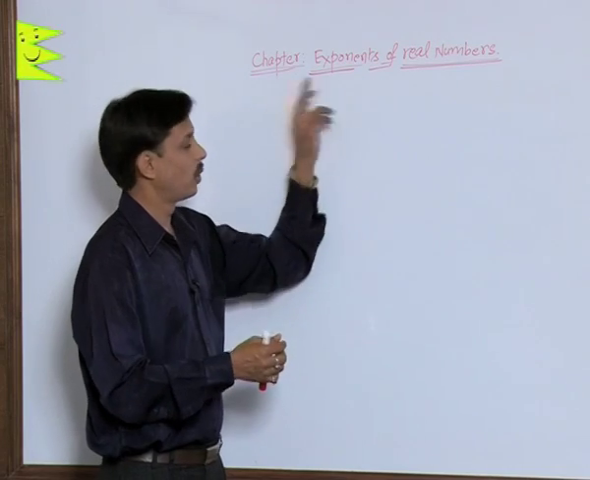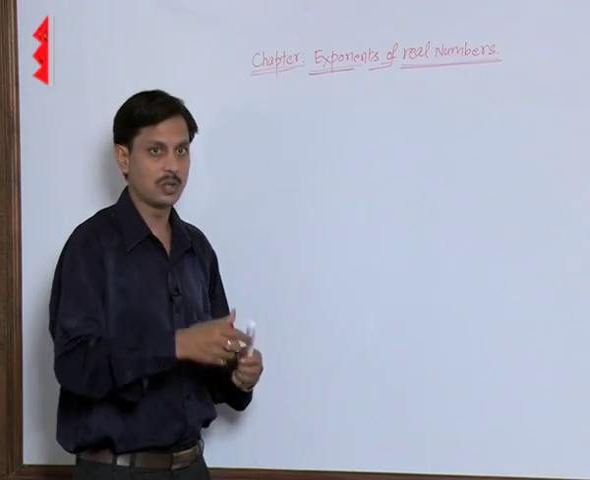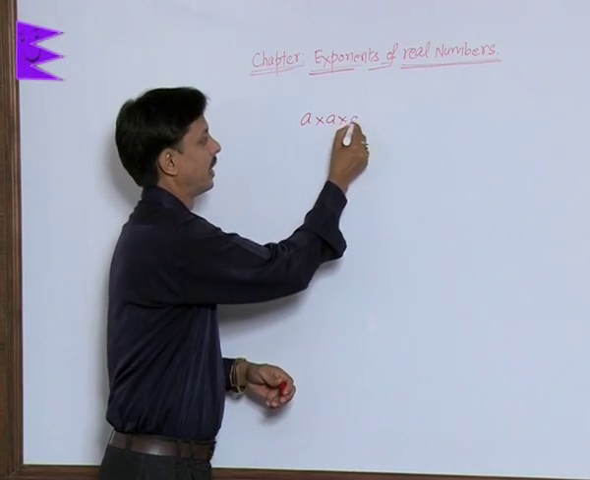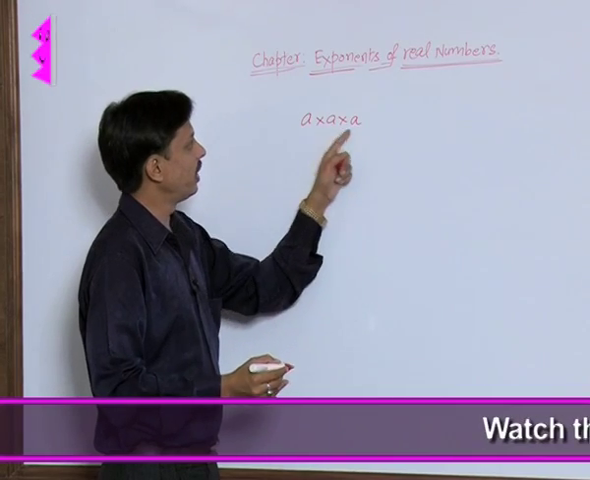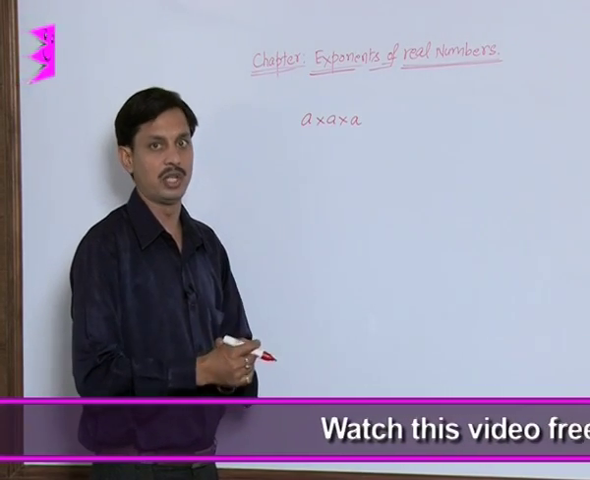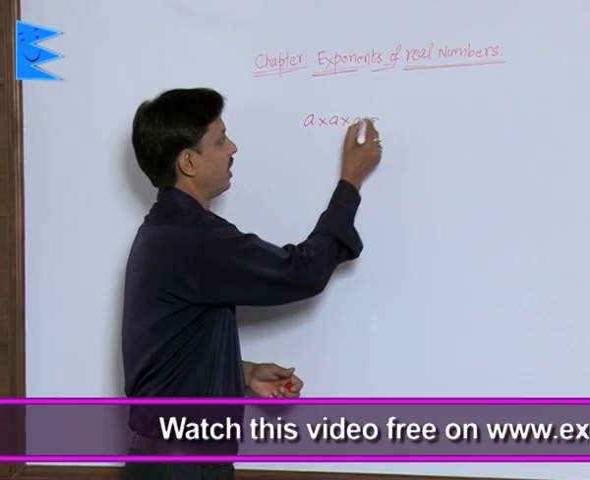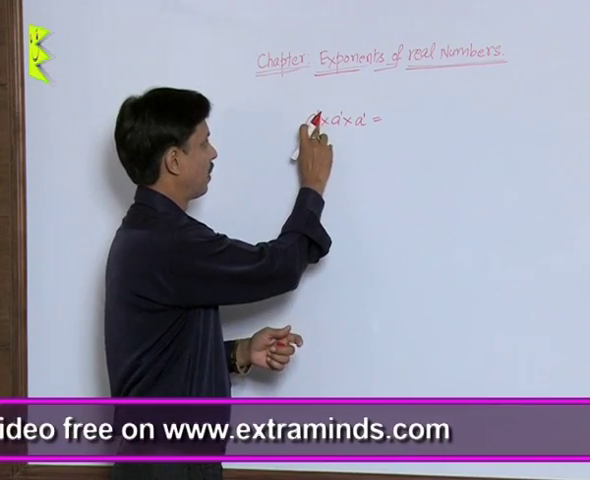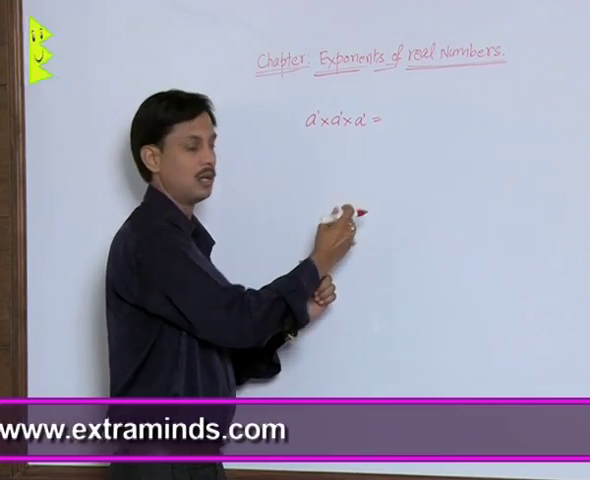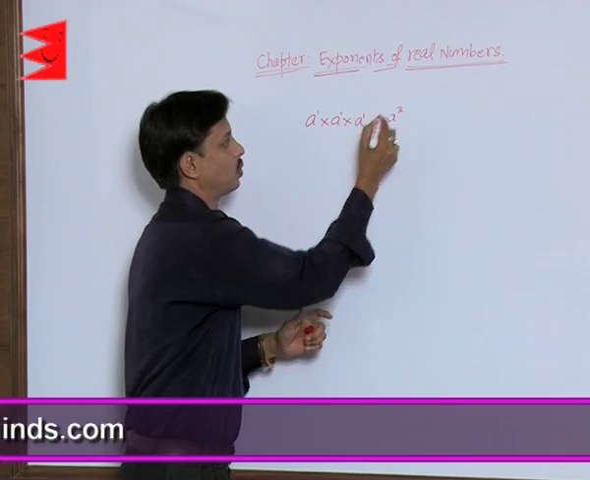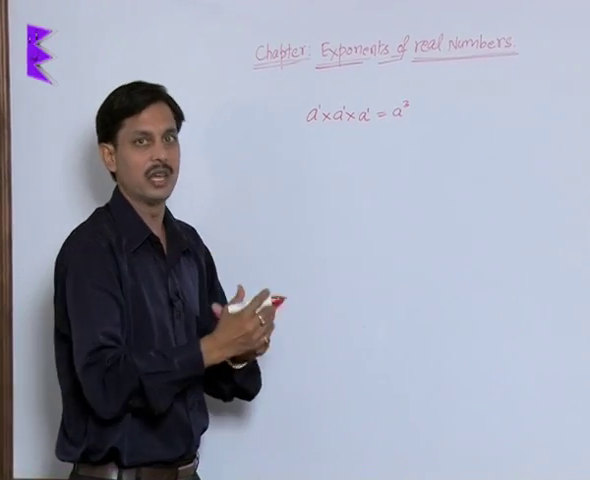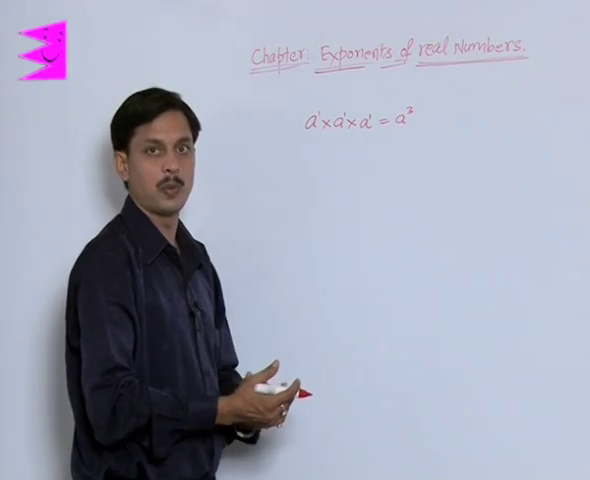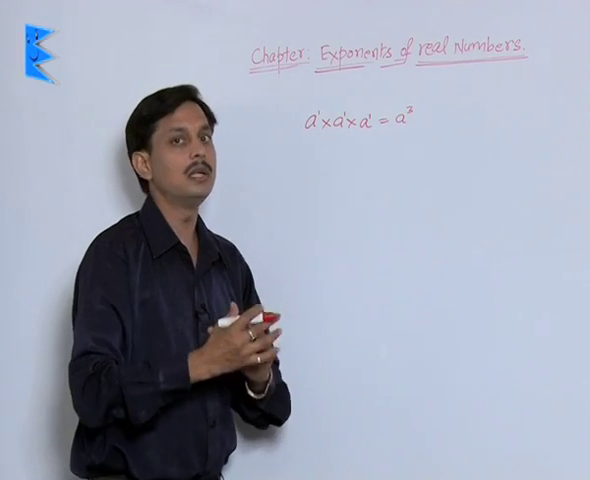The question is, what is an exponent? In case a student wants to multiply any real number, suppose a, 3 times, writing a into a into a is the expanded notation. One can say it is a power 1, a power 1, a power 1. So when these are clubbed, it can be written as a to the power 3, or we say a cube. So a is the base, 3 is the exponent, and a cube is the power.